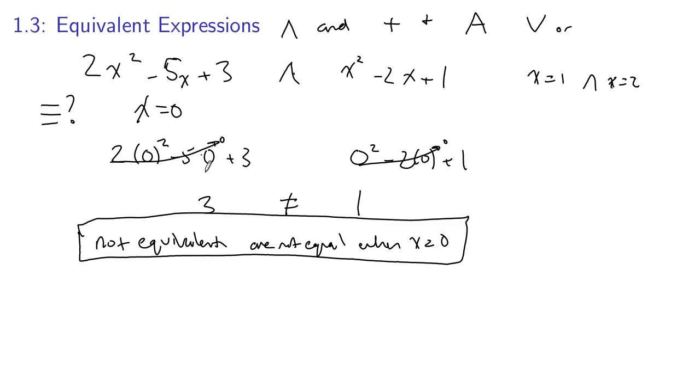So what good is this idea of equivalent expressions? The main good is that we can now substitute different things for each other when we do show they're equivalent. And we can do a word problem here which may demonstrate this. So let's look at example number 5 in the book.